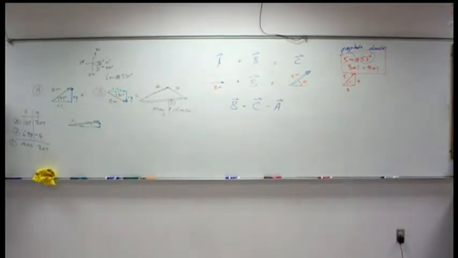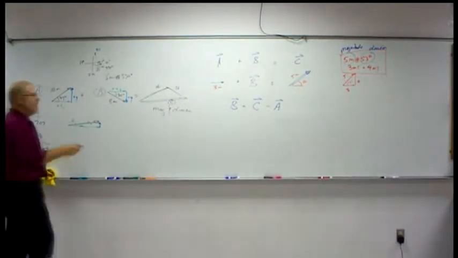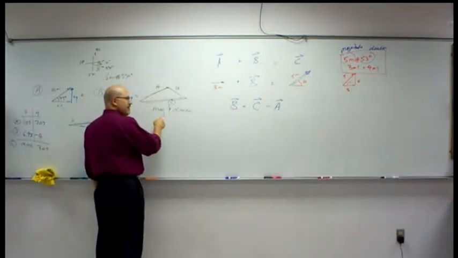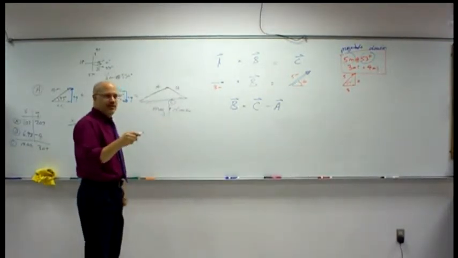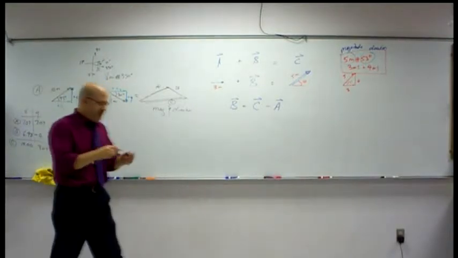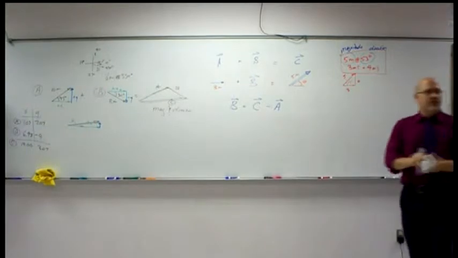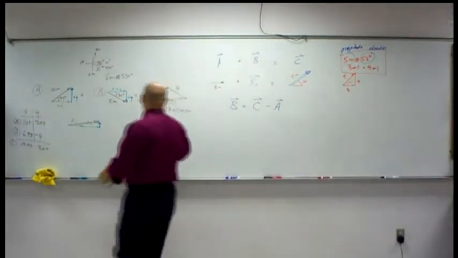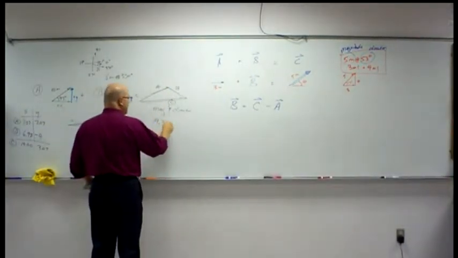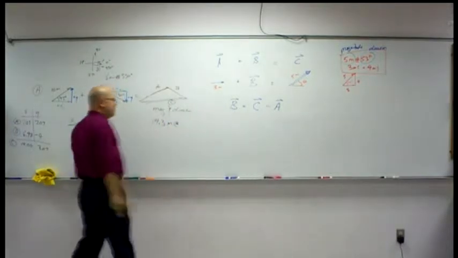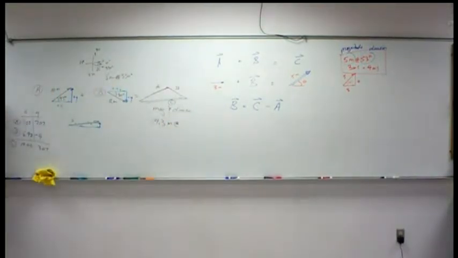14 squared plus 3.07 squared, or just 3 squared, right? Square rooted, what is that? Calculator. 14 squared plus 3 squared, square root. 14.33. Let's just say 14.3 meters at what direction?